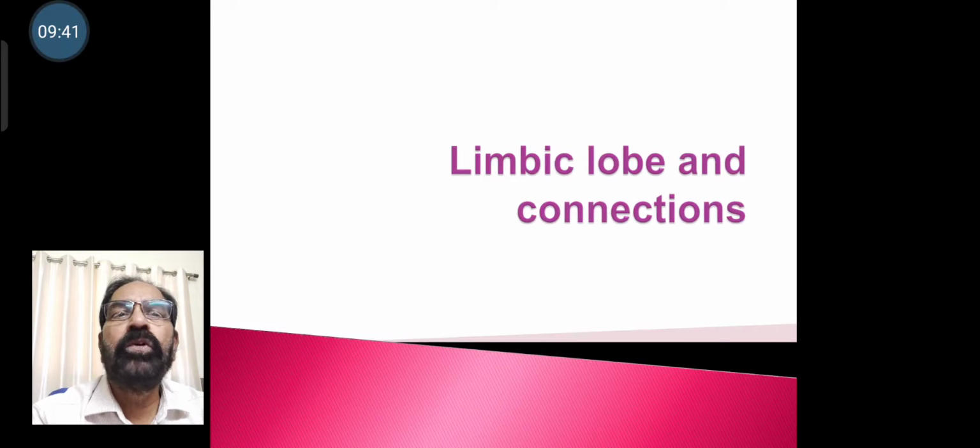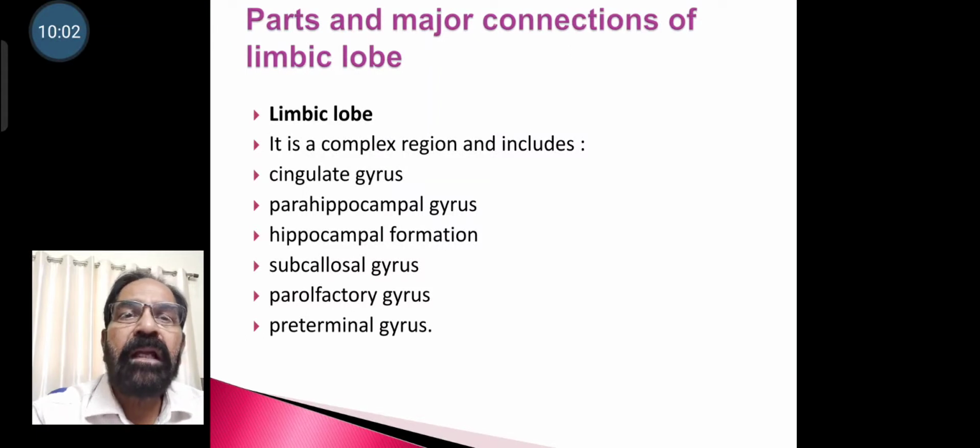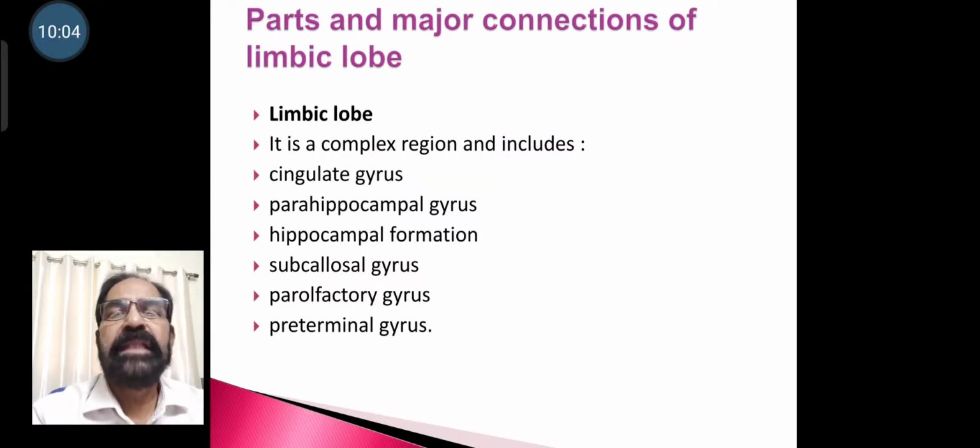Then we go to limbic lobe and connections. Parts and major components of limbic lobe. The limbic lobe is a complex region and includes cingulate gyrus, parahippocampal gyrus, hippocampal formation, subcallosal gyrus, para-olfactory gyrus and pre-terminal gyrus.